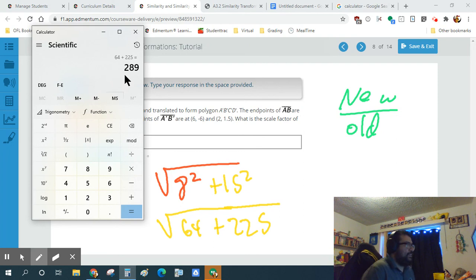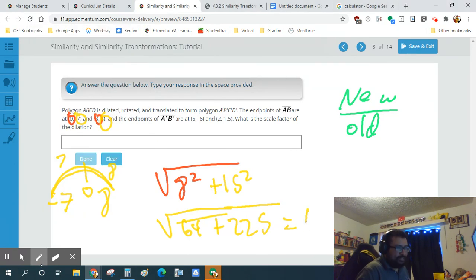So we have 289. Let's see if this has a nice square root. 289, I doubt it. Oh, it does. 17. That's nice of them. So this all equals 17, and this was our old.